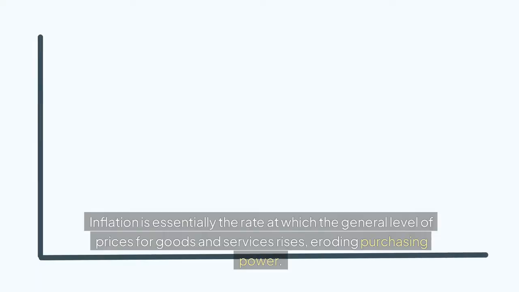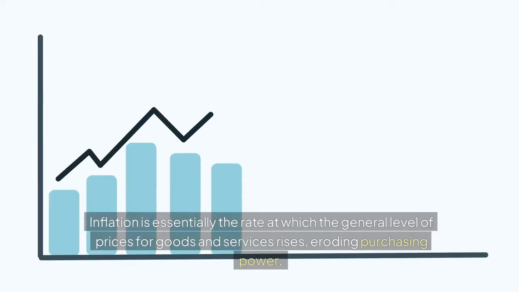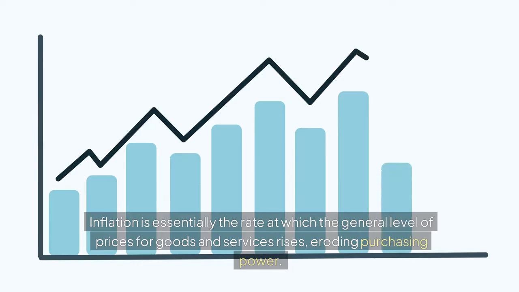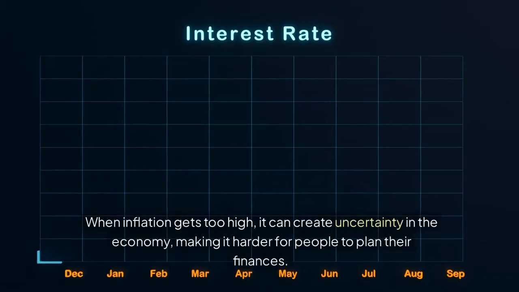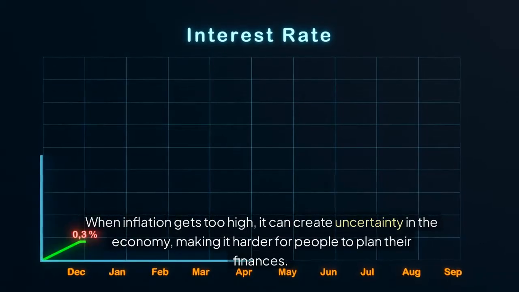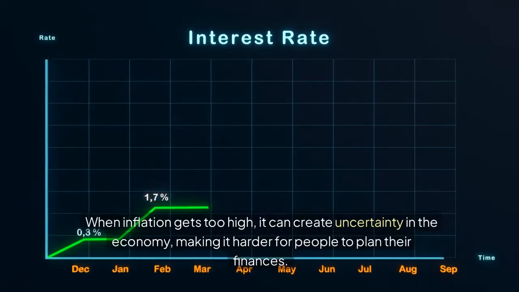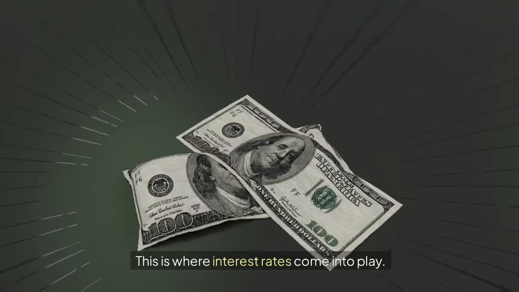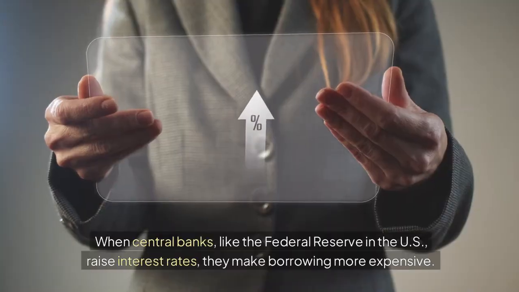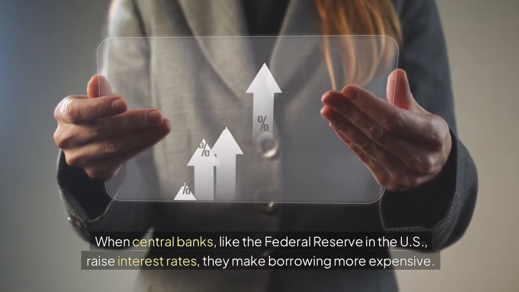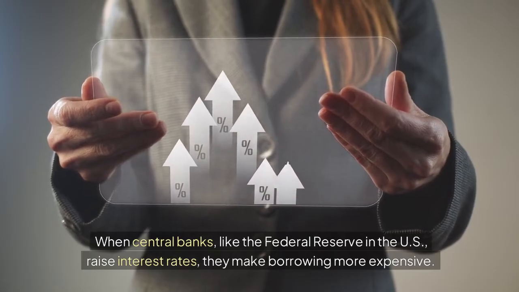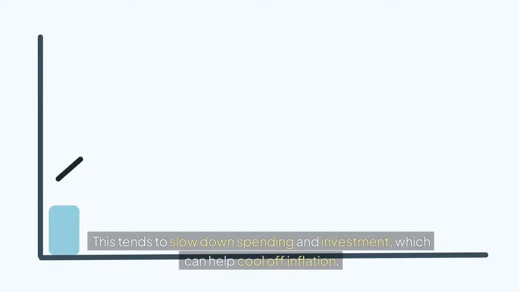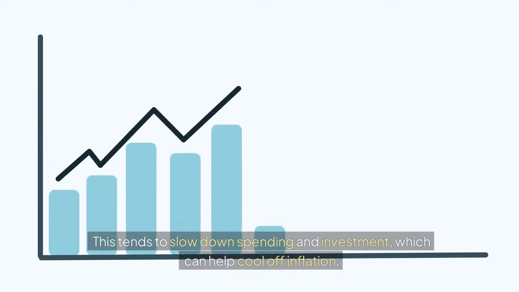Inflation is essentially the rate at which the general level of prices for goods and services rises, eroding purchasing power. When inflation gets too high, it can create uncertainty in the economy, making it harder for people to plan their finances. This is where interest rates come into play. When central banks, like the Federal Reserve in the US, raise interest rates, they make borrowing more expensive. This tends to slow down spending and investment, which can help cool off inflation.